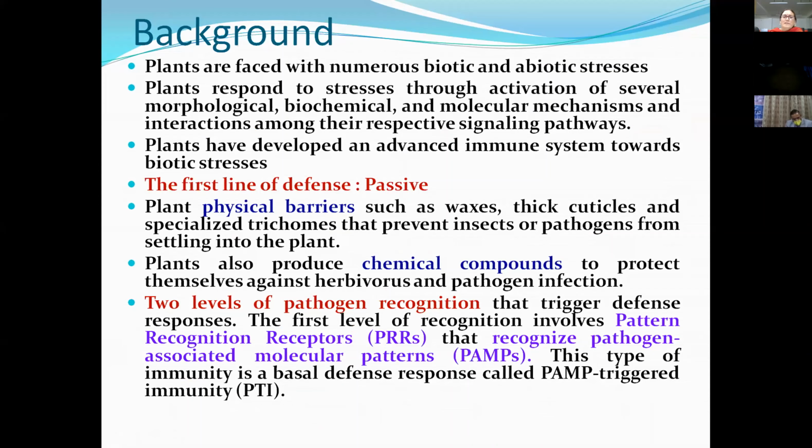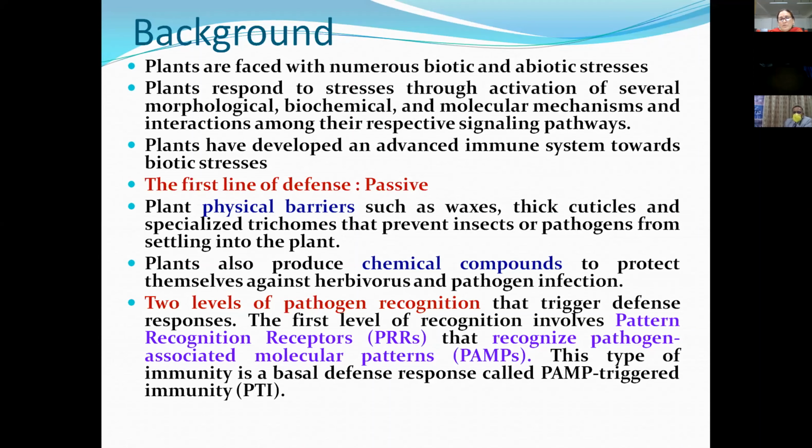So we know that plants are continuously facing various biotic and abiotic stresses. And as a response to these stresses, they activate several morphological, biochemical, and molecular mechanisms, which have signaling pathways. And plants have developed an advanced immune system against these biotic stresses. The first line of defense is a passive mode of action, and thereafter the chemical compounds get triggered from the signals received from the pathogens in the plant system.